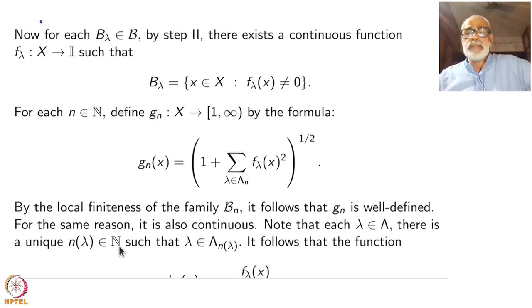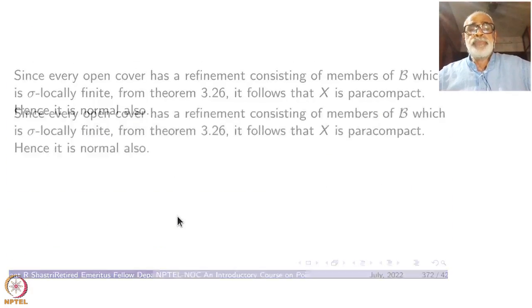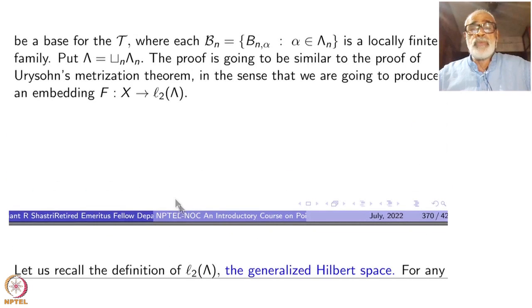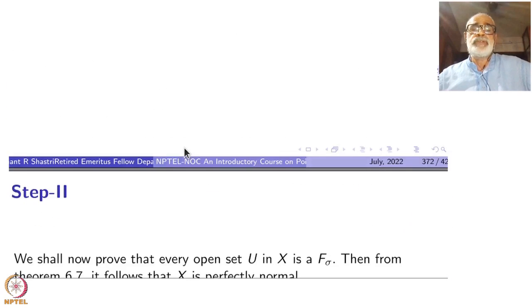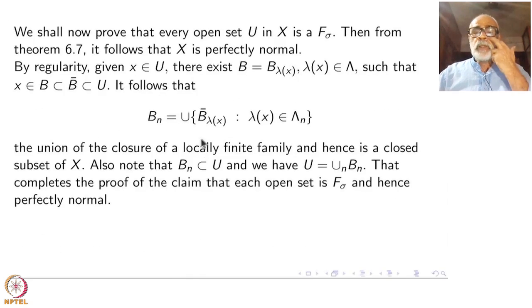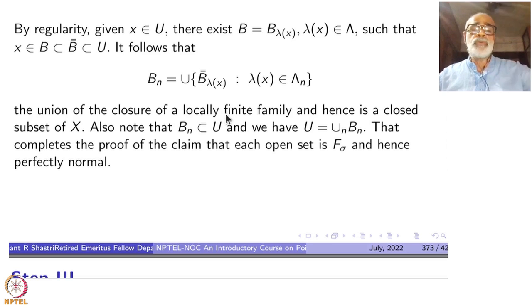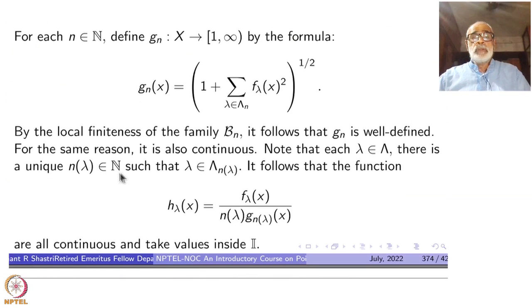Note that for each λ inside Λ, there is a unique n_λ inside N such that λ is in Λ_{n_λ}. Why? Look at this definition of our capital Λ. It is a disjoint union. Each λ here belongs to exactly one of the Λ_n's. That's all I am using. That is important here, to take the indexing set as a countable disjoint union of arbitrary families, whatever. Okay, so where were we? Each λ belongs to a unique n_λ.